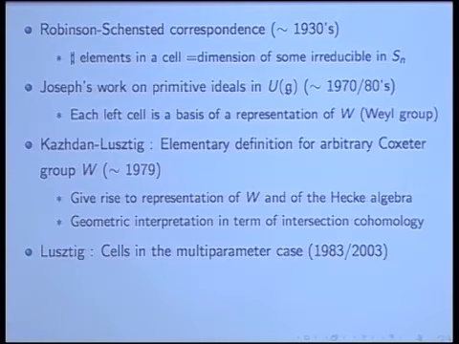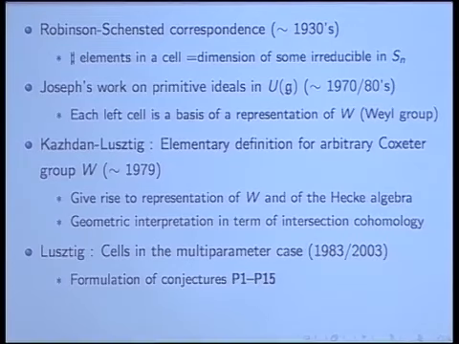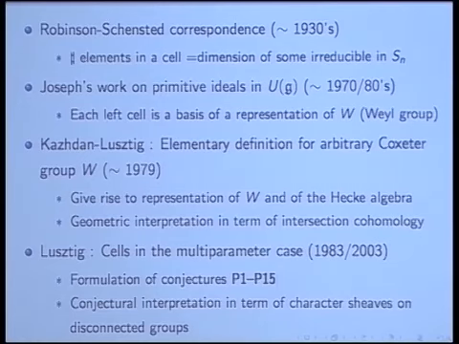And then Lusztig defines cells in the multi-parameter case, where you're allowed to put different weights on the generators of the Coxeter group. He formulated 15 conjectures. I'll come back to that later on. And there is as well a conjectural interpretation in terms of character sheaves on a disconnected group.